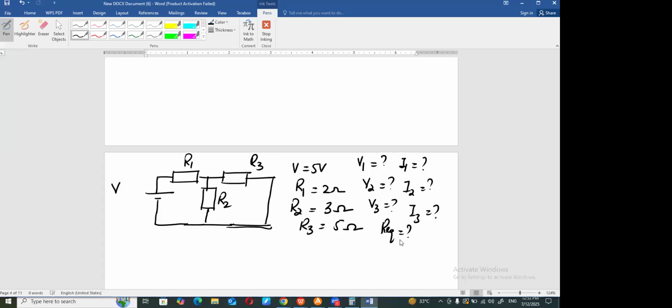So I hope you understand the series and parallel circuit. So this question, and along with that, there are one or two more topics we will do in the next lesson. And hope to see you in the next lesson, which is lesson number 28.